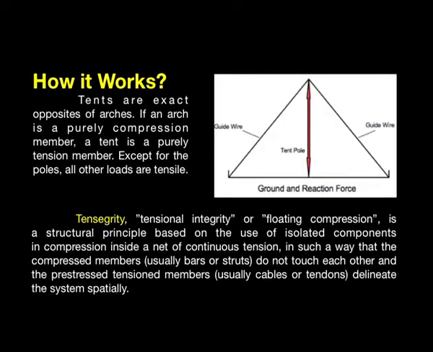Whereas a tent is, as I told you, the exact opposite of an arch, because a tent is a pure tension member, whereas an arch is a pure compression member, except for the tent pole, which has a slight compression on it. All other parts of a tent are completely tension members. See the guy wires, they are pulled apart and then pegged onto the ground. The tent fabric is put over the guy rope and pulled on either side on all 4 corners so that it can be pinned on the ground. So in that way, every part of a tent is a tension member.